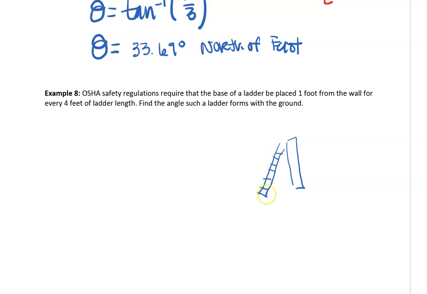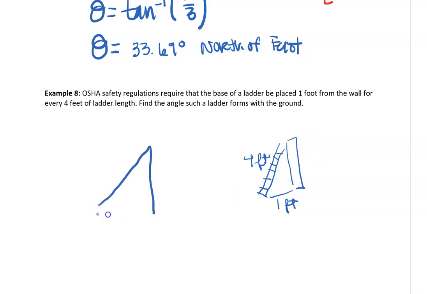And it says that the base of a ladder is to be placed 1 foot from the wall. So that's supposed to be 1 foot for every 4 foot of ladder length. So say if that were 4 foot. Now, if it's a 4 foot ladder, I'm probably not going very high up. Like maybe it's way higher up. I'm trying to clean a really tall window in a business. Well, we need to make this in a larger situation.